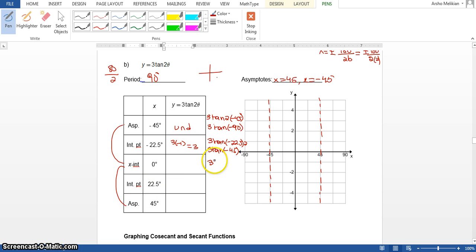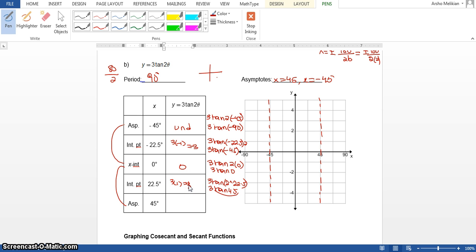All right, here I have 3 tangent of 2 times 0, which is 3 tangent of 0. At 0 degrees, what's the tangent? 0. Okay, next I have 3 tangent of 2 times 22.5. Yeah, I have a question. 3 tangent of 45. How is it 3 not negative 3? Oh, it's negative 3, thank you. Negative 3. But here it's going to be 3 times, tangent of 45 is 1. 3 times 1 is 3.